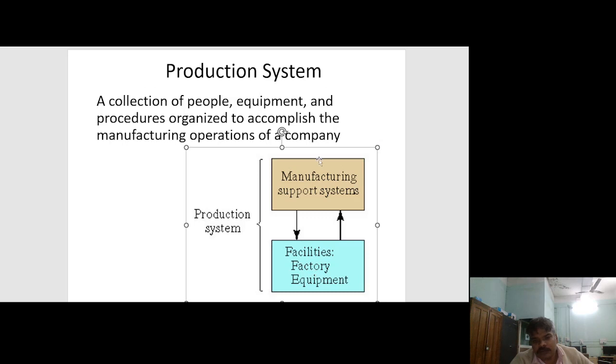In a production system, there are two parts. One is the factory equipment facilities and another is the manufacturing support system. So this system supports the manufacturing. The production system works in two parts. One is the factory equipment facilities, another one is the supporting unit.